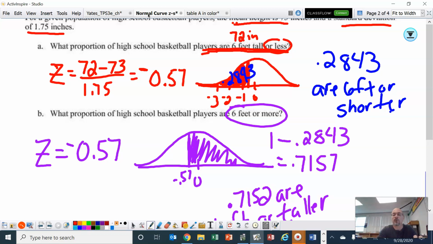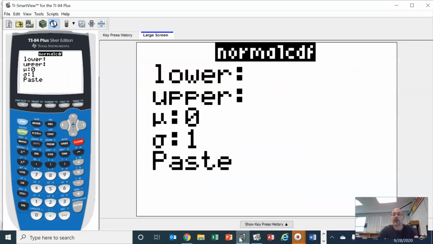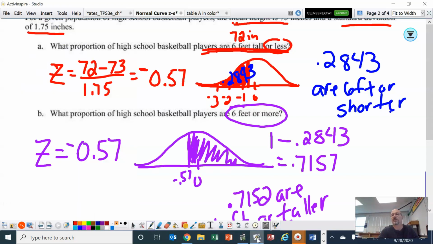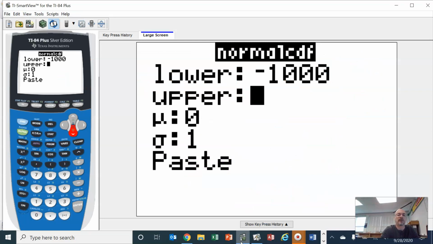So we're just going to put a really small number, okay? So I'm going to go ahead and put negative 100 there. Or a negative 1,000. Sorry, I just typed too many zeros. Doesn't matter, just a really low number. And then the upper value, ladies and gentlemen, is going to be this Z-score that we found, negative 0.57. Okay, so I'm going to go negative 0.57.